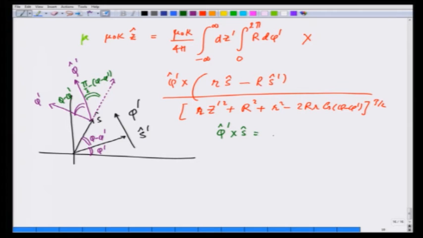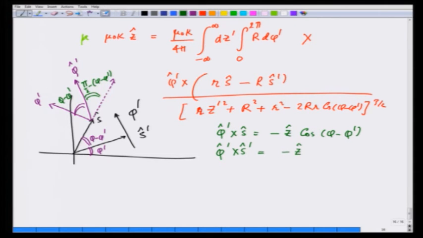And now, you can see that the unit vector phi prime cross s is going to be in the z direction going into the page, so minus z direction, sine of pi by 2 minus phi prime. So, that is going to be cosine of phi minus phi prime, and phi prime cross s prime, you can see, is minus z.